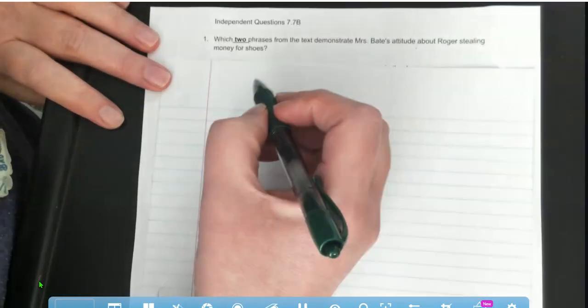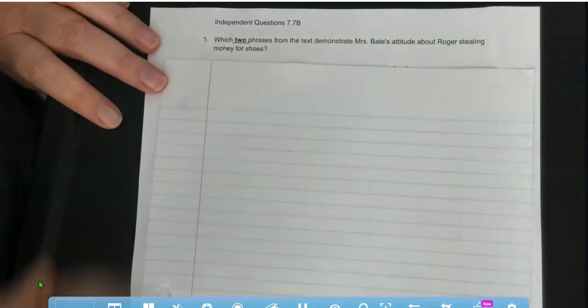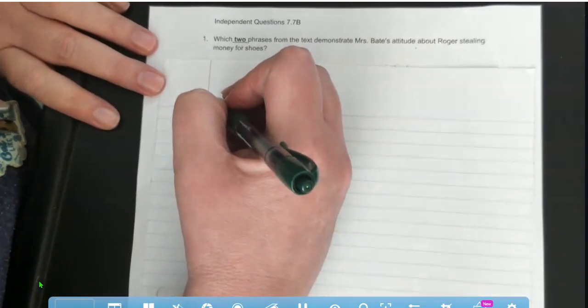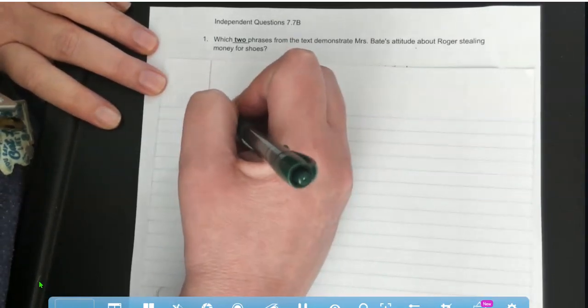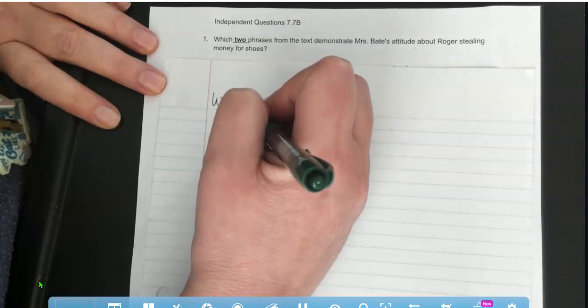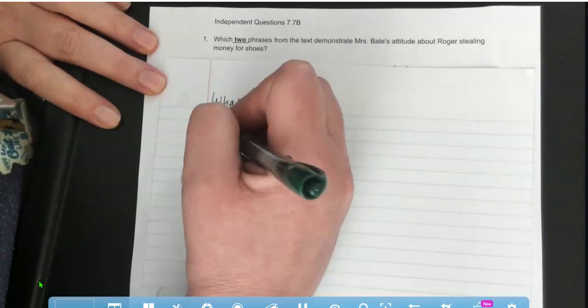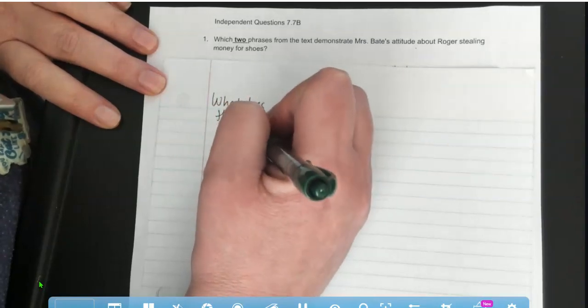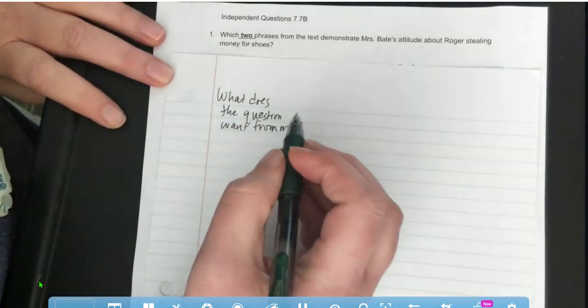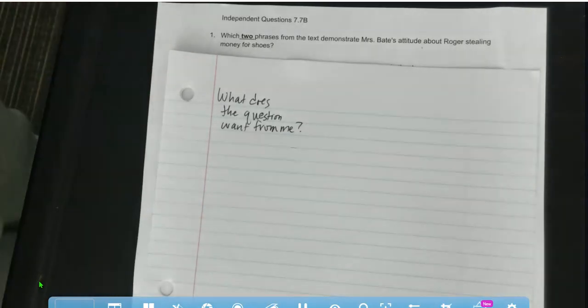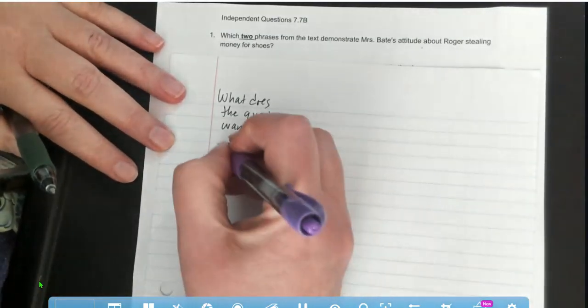So the very first thing I'm going to do is ask myself, what does the question want from me? You, of course, do not have to write this down. What does the question want from me? That's the first question I'm always going to ask myself. Well, I know that the question wants me to provide 2 answers.